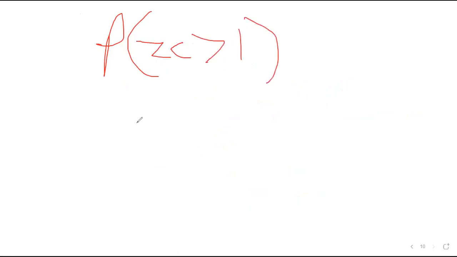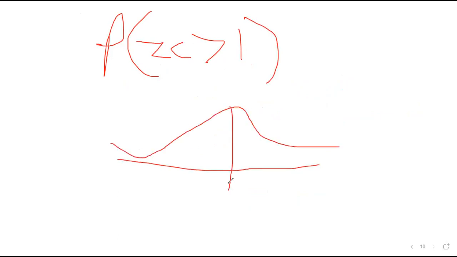Yes, we are. Okay, who can give me the answer for the probability of Z calculated greater than 1? So you have to locate 1. You put a 1 here. So Z calculated greater than 1 is the probability we are looking at, and it is this area here.